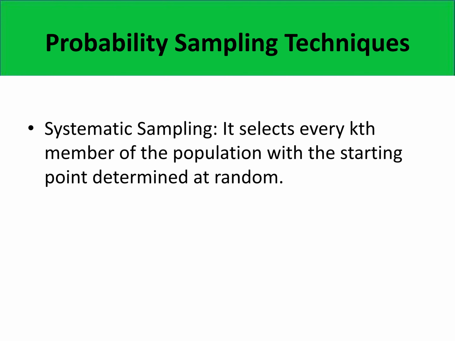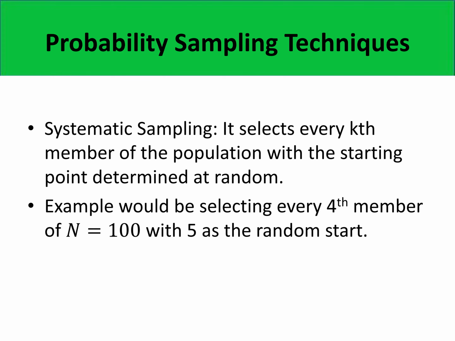The second probability sampling technique is systematic sampling. In this method, the researcher selects every kth member of the population. The starting point is determined at random. For example, for a population of size 100, starting at the number 5, we select every fourth member in the population. This means that the 5th, 9th, 13th, 17th, 21st, 25th, and so on and so forth in the list are part of the sample group.